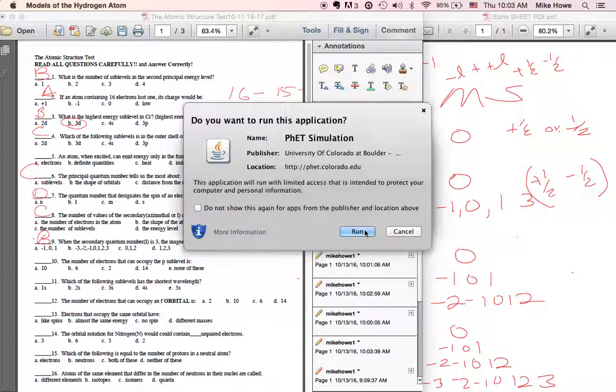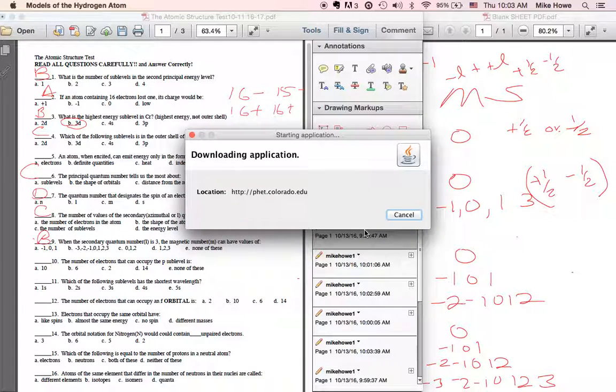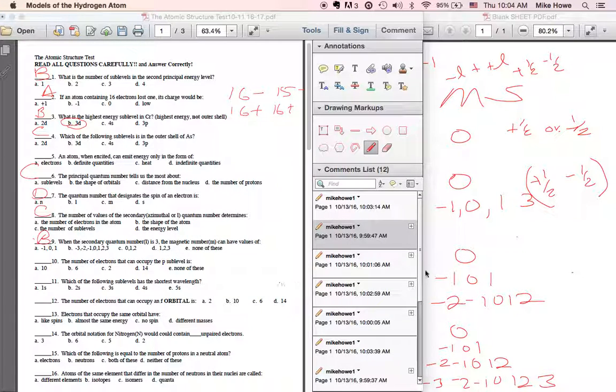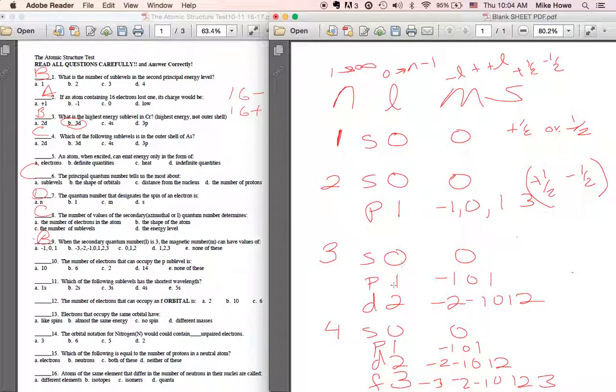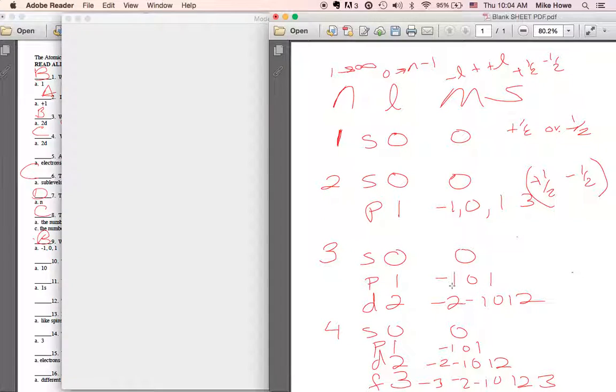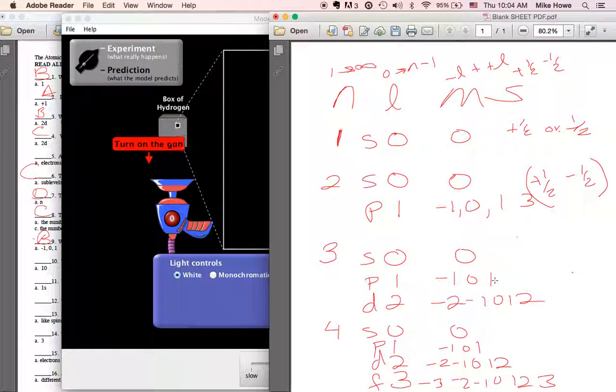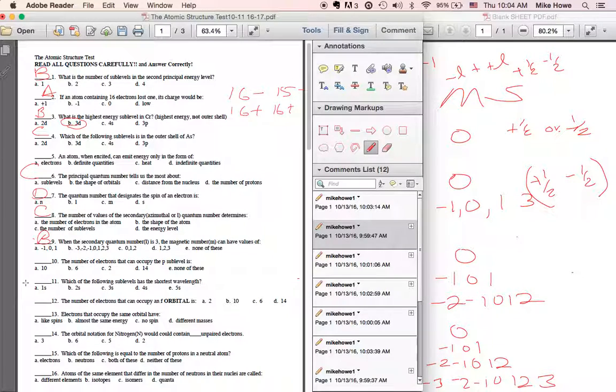Okay, here's my little animation going back to number 5. I'll let it open up while I'm working here. Number of electrons that can occupy a p sublevel. P sublevel, remember, is L equals 1, so negative 1, 0, and 1. Each one of these orbitals can contain 2 electrons, so the number of electrons that occupy the p sublevel is 6. So that would be B.